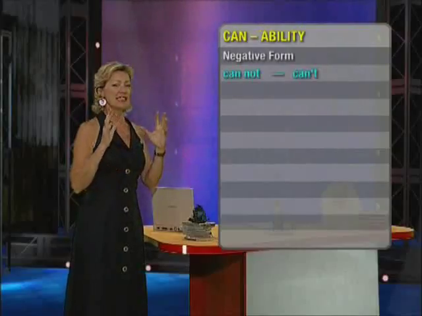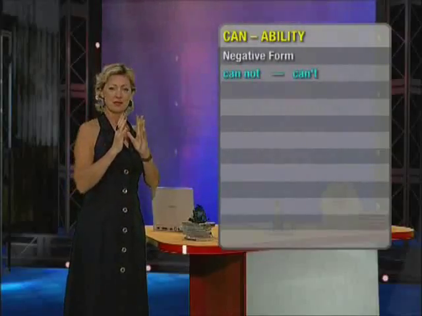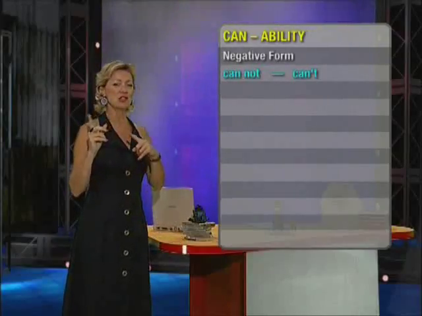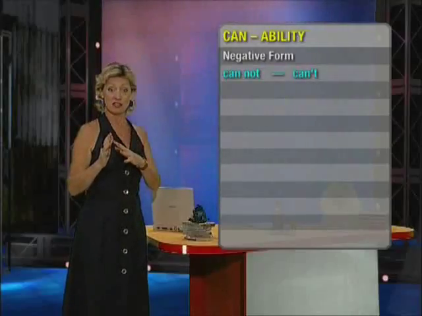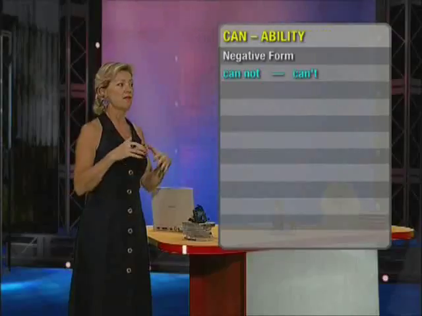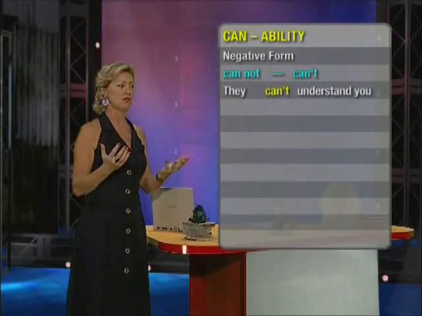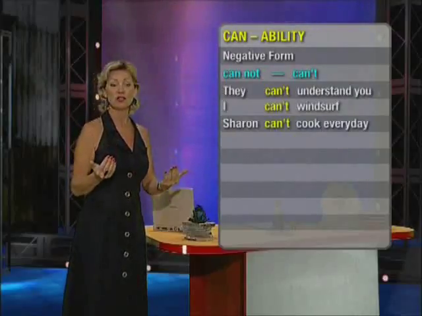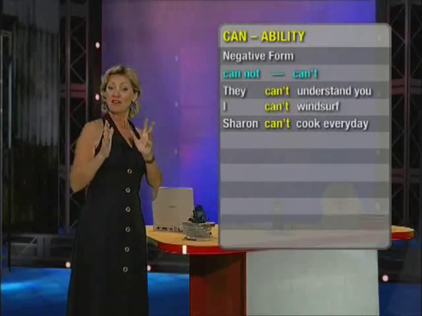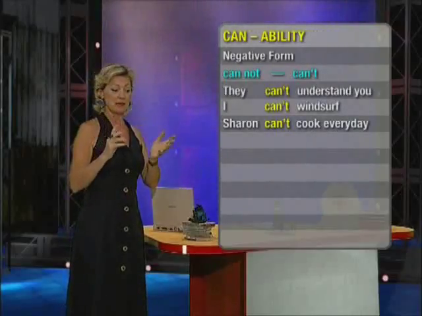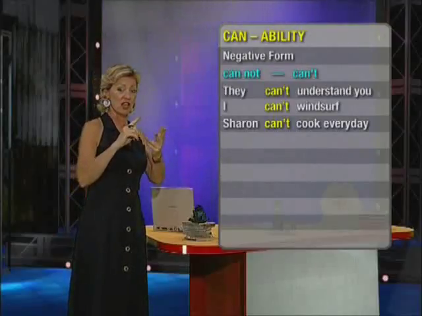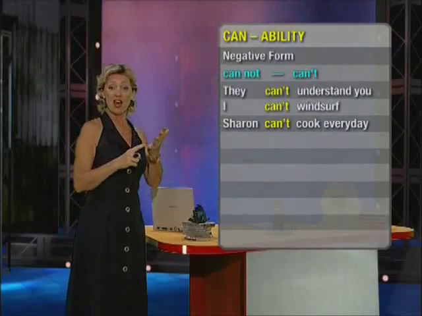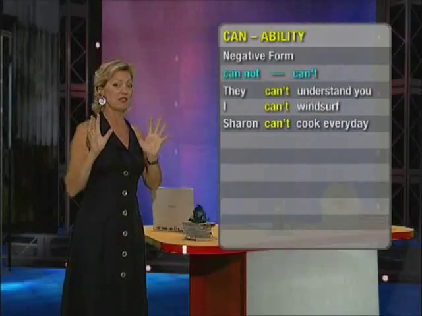Now, the negative form is cannot, but we abbreviate it when we speak, so it becomes can't. Now, notice the difference in pronunciation between can and can't, yeah? So the examples are, they can't understand you. I can't windsurf. Sharon can't cook every day. And notice the form never changes. It's like should. So we say can, can't, I can, you can't, she can, it can, they can't. You never changes. So that's really useful.